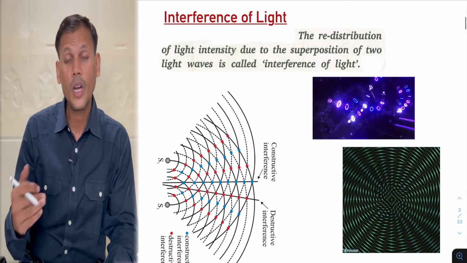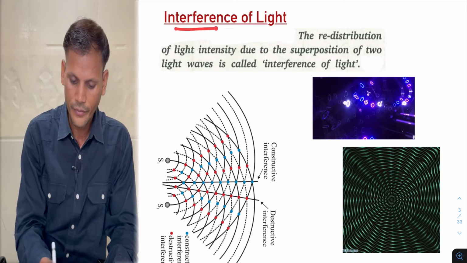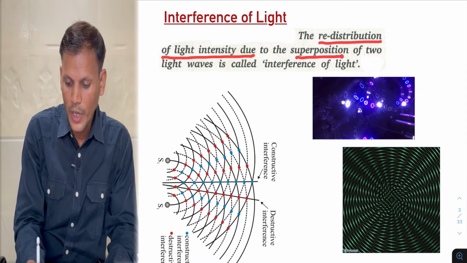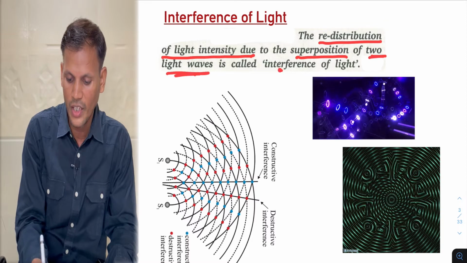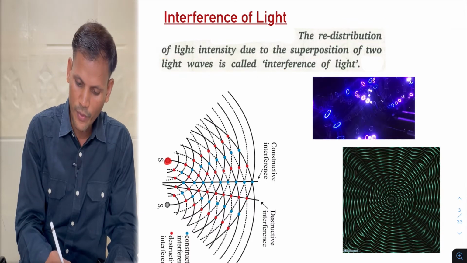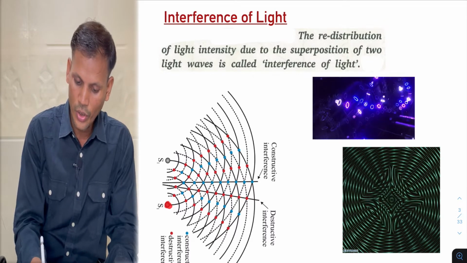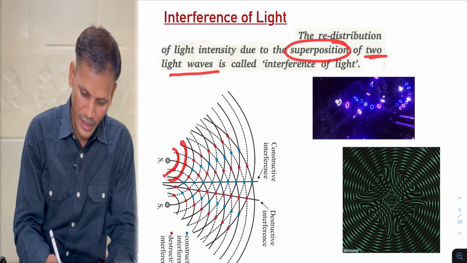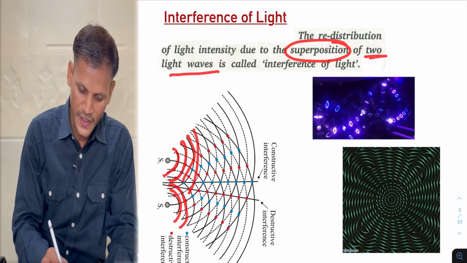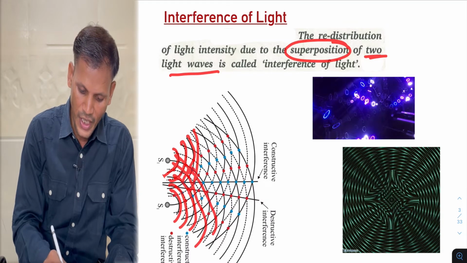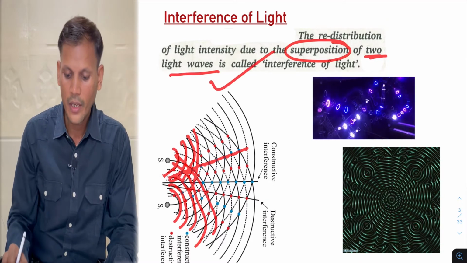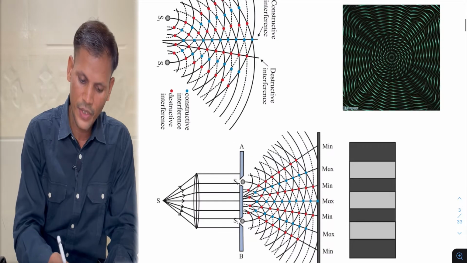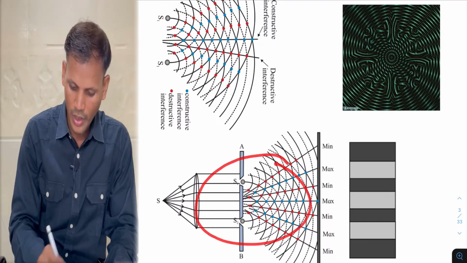So first of all, what is the interference of light? Interference of light: the redistribution of light intensity due to superposition of two light waves is called interference of light. One source is this one, another source is this one. So two light waves superpose, and their intensities are distributed like this. If they are meeting at different points, then that is said to be interference. So another example is here. I said this a little bit, this is more clear.